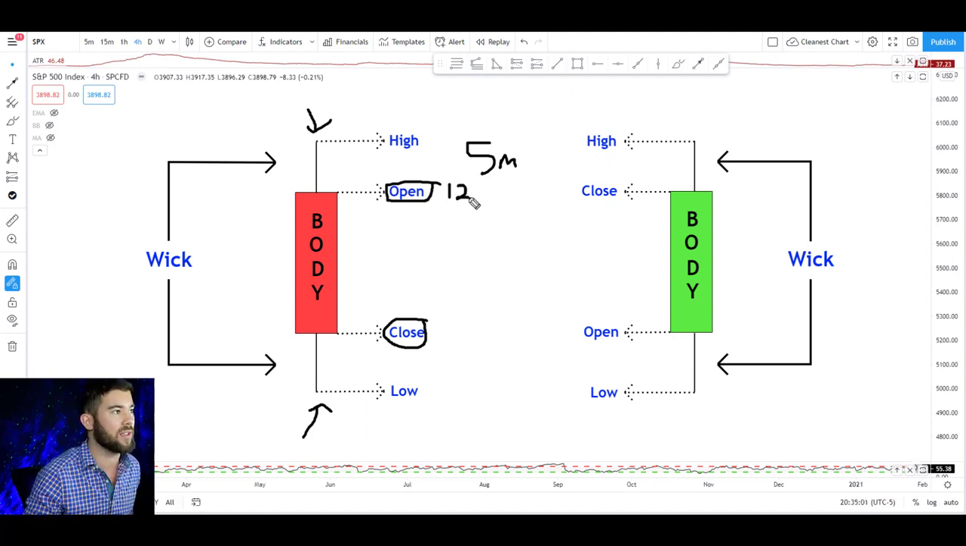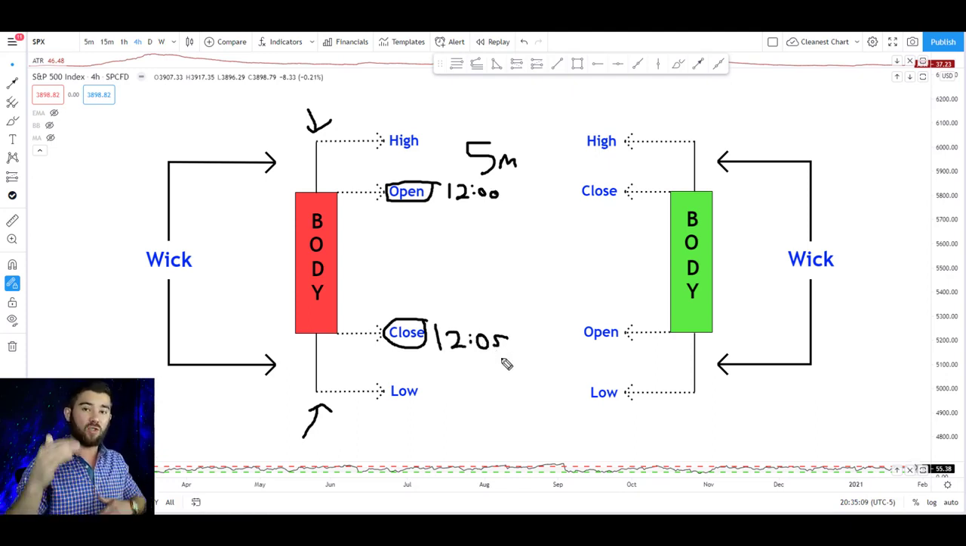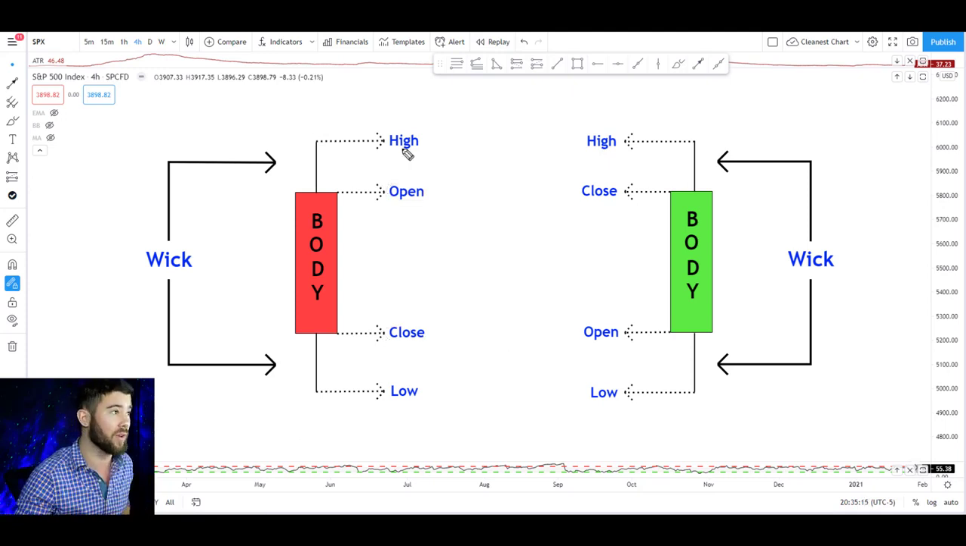Again, if we started this at 12 o'clock, then the closing price would be at 12:05. And this candle shows you all of the action of price between 12 and 12:05 if you're on a 5-minute chart. If we're on any other time frame, everything is exactly the same except for the amount of time that passes. If you're on a 1-hour chart, then this would be the open at 12 o'clock and the close of this candle would be at 1 o'clock.